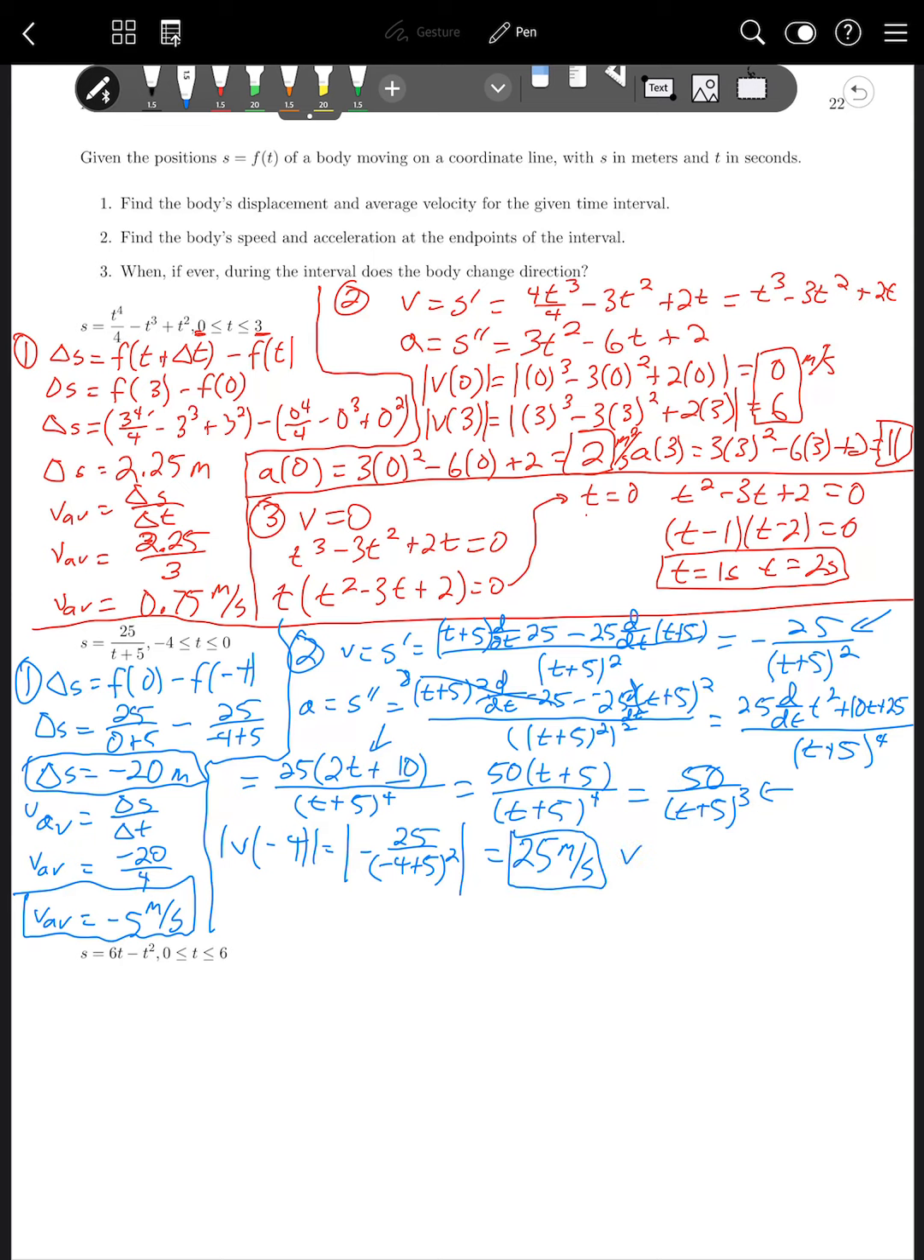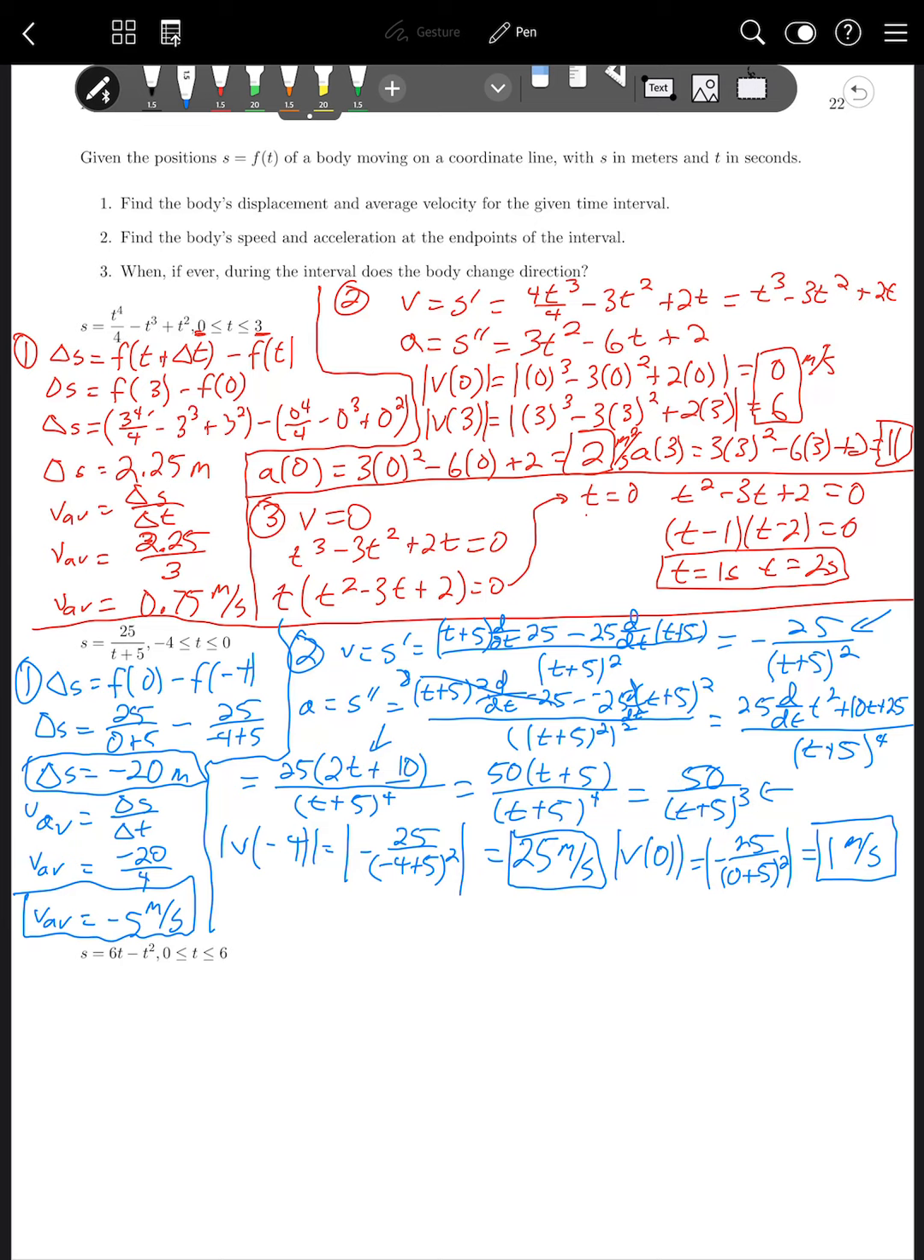And then we can do the velocity, the speed at 0. So same idea. So negative 25 over (0 plus 5) squared. So 0 plus 5 is 5. 5 squared is 25. Negative 25 divided by 25 is negative 1. Absolute value of that is 1. So it'd be 1 meter per second at 0.